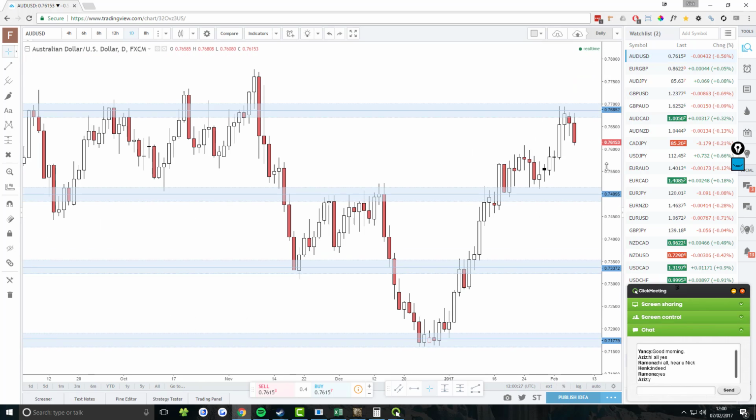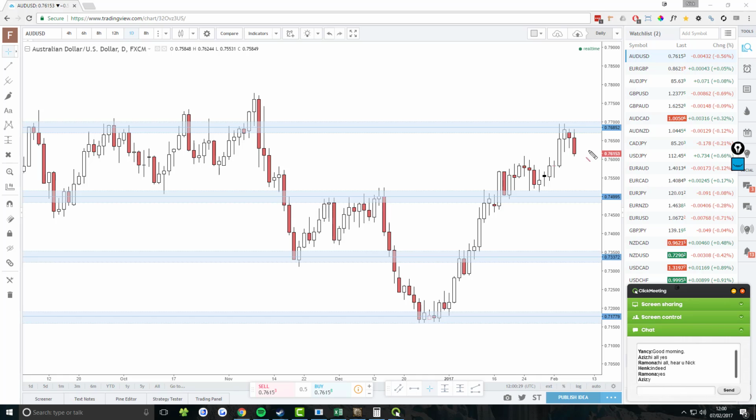Looking at an AUDUSD daily chart in today's analysis, we're going to do what we do in every day's analysis. We're going to go through the pairs on this list here, and we're going to look at each time frame I trade for those pairs. So yeah, let's get started.